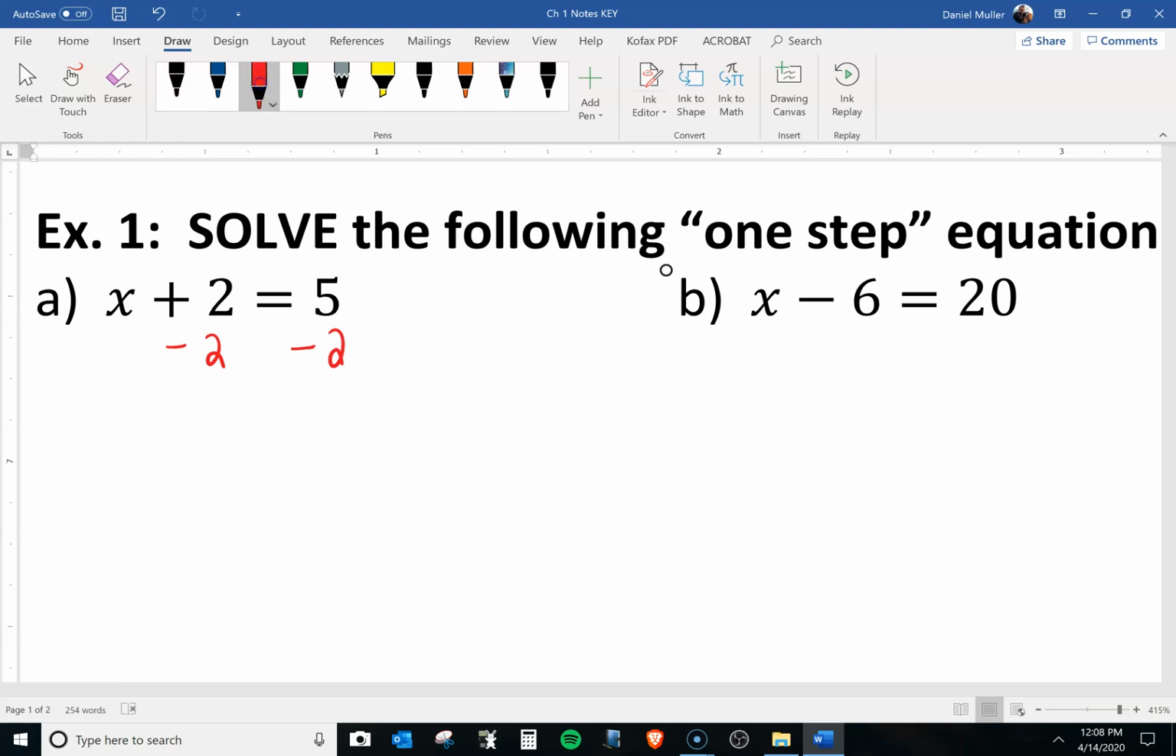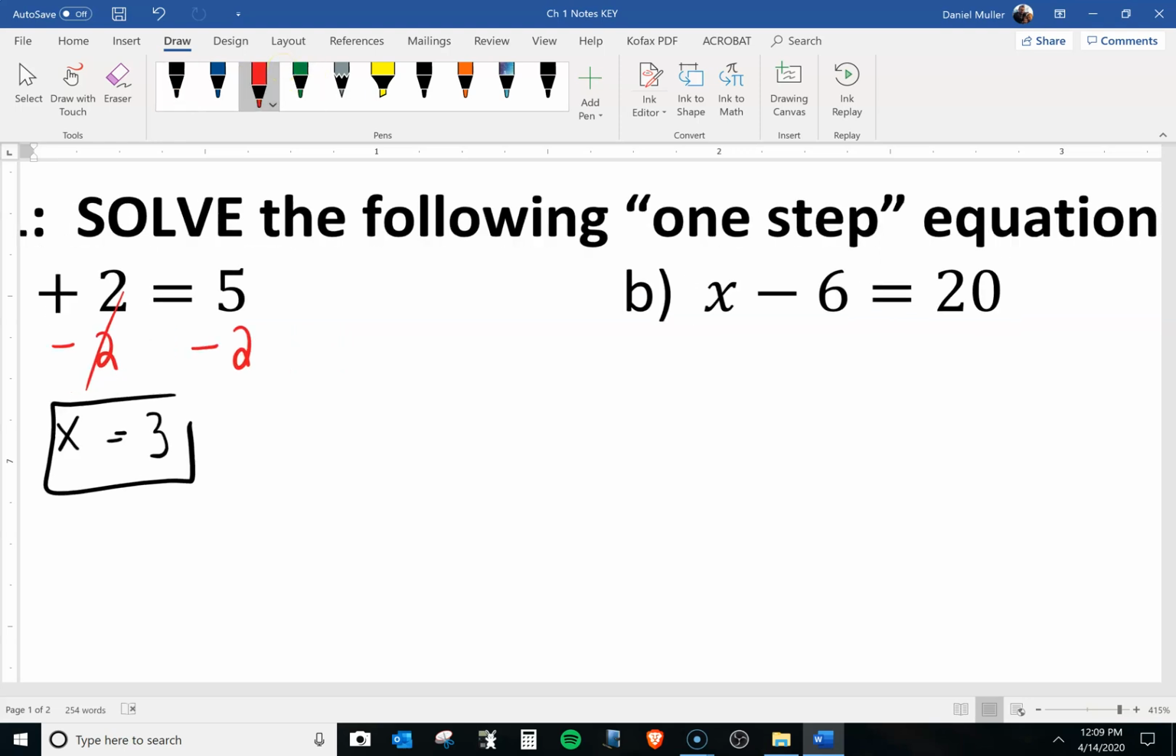Now, 2 minus 2 will cancel out, leaving, and I like to rewrite the equation right here, x equals, and then we can rewrite 5 minus 2 is 3. And then I like to put a box around the final answer. So again, what did we do? We got rid of the plus 2 by subtracting it. 2 minus 2 is 0, so I eliminated it, I crossed it off, and then I rewrote. All I have left is an x, so I wrote it down here. And all I have on the right is a 5 minus 2, which I made a 3.